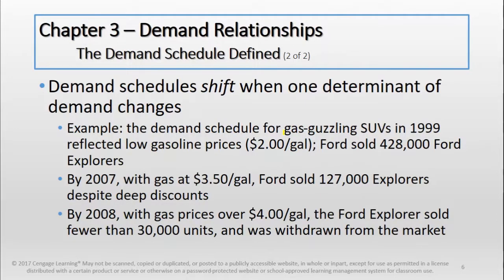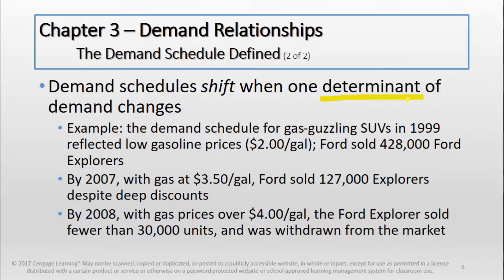Now, the demand schedules shift when one determinant of demand changes. The determinants mentioned here were already discussed in the previous chapter. If you can remember, those include changes in income, changes in population, changes in future prices, and those changes in relation to your complementary or substitute goods. Those determinants mentioned in Chapter 2 shift your demand schedule.